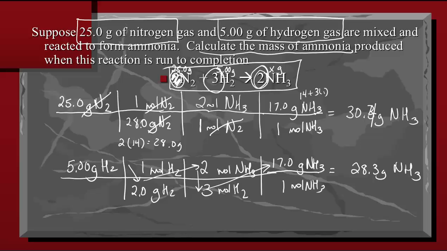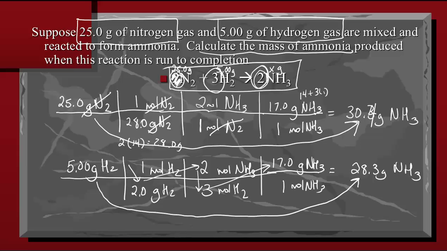So what does this mean? This means we have enough hydrogen to make 28.3 grams if it is reacting with nitrogen. And if nitrogen reacts with hydrogen, you have enough to make 30.4 grams. How many grams will you really make? The smaller number. Why? Because when does hydrogen run out?